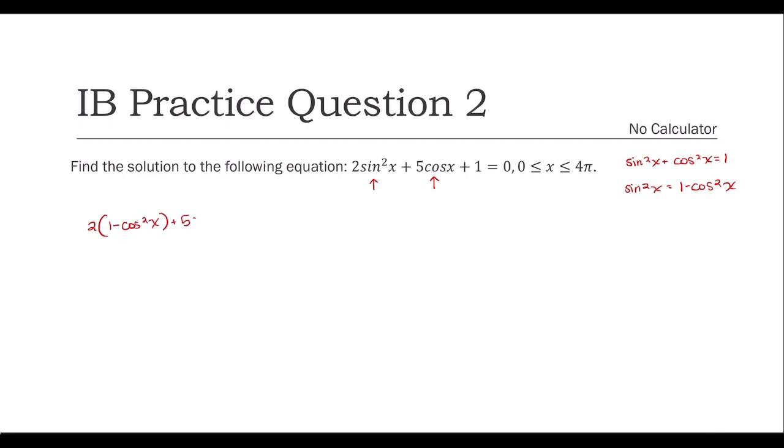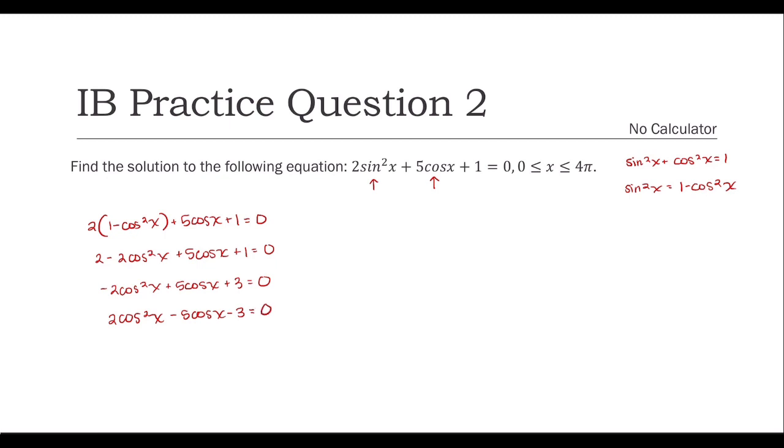plus 5 cosine of x, plus 1 equals 0. So 2 minus 2 cosine squared x, plus 5 cosine x, plus 1 equals 0. We'll combine our like terms to get negative 2 cosine squared x, plus 5 cosine of x, plus 3 is 0. We'll divide by a negative 1 so that our first term can be positive. So we'll have 2 cosine squared x minus 5 cosine of x minus 3 equals 0, because 0 divided by negative 1 is still 0.